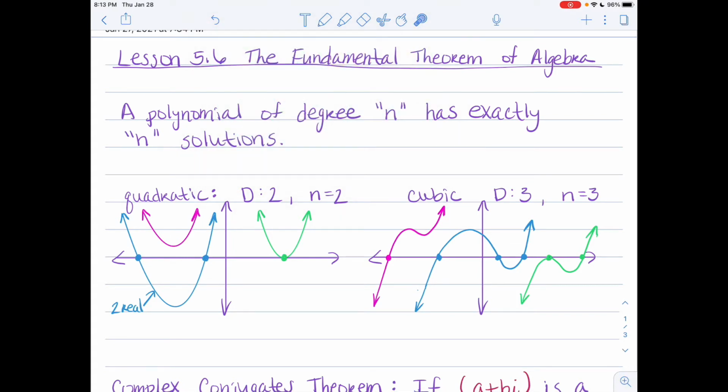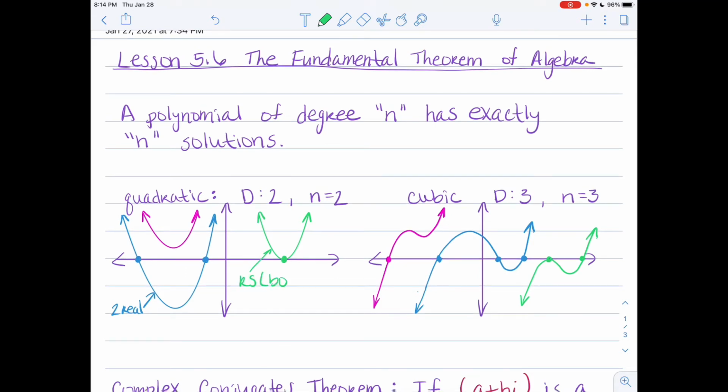The next one I want to look at is the green one, and I only see 1 dot, but remember what we talked about a couple lessons ago, where if we came to the x-axis and bounced off, that meant that we had a repeated solution because we had 2 of the same factors. So this we would go ahead and note as an RS for repeated solution, and it's a bounce. And so we would say that this is 2 real solutions total. Even though I only see 1, I know that because of the bounce, it's actually 2.